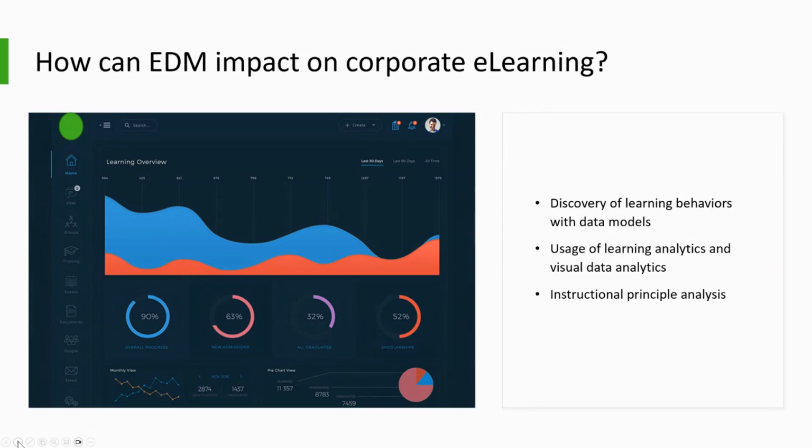As you can see on the dashboard itself, there is the overall progress, how many new admissions have happened, how many graduates, and how many scholarships have been given, like 52% of scholarships have been given, and also the kind of learning that is happening second by second, and also the monthly view of it and all of that. So all of these are visualized on the back end for the learners or for the instructors and IDs to actually design their entire system, or their instructional design principles, in place. So this has been a huge impact.